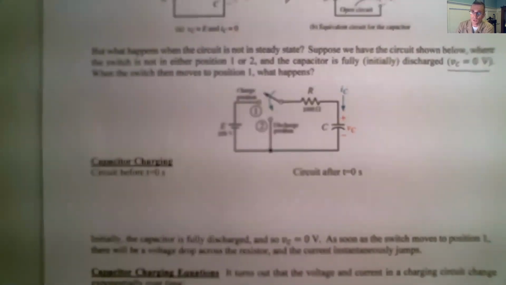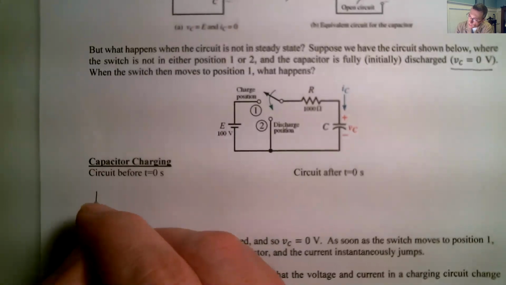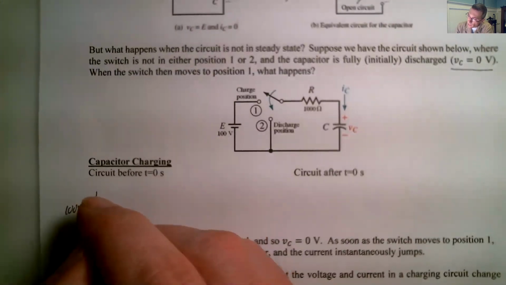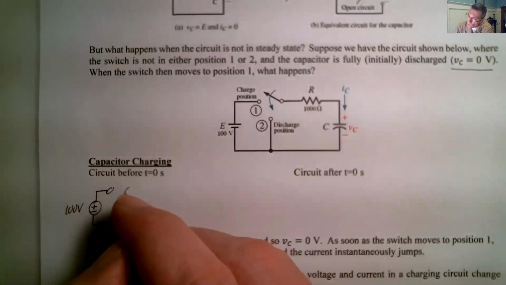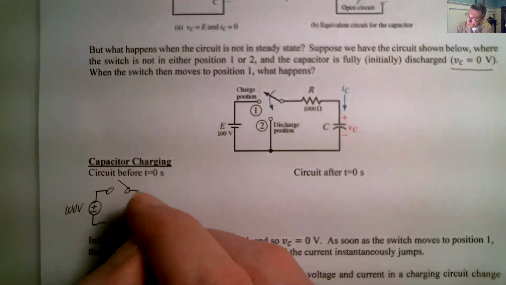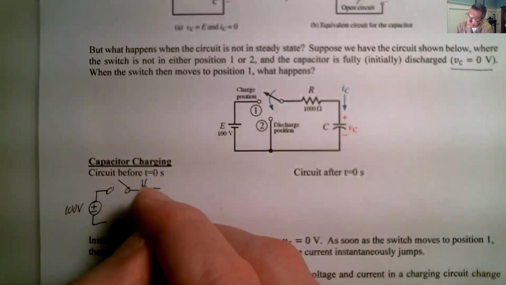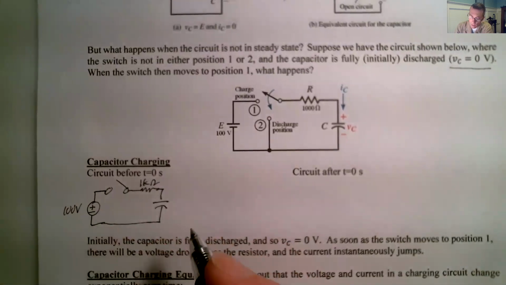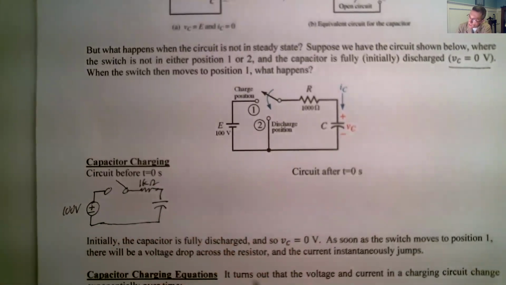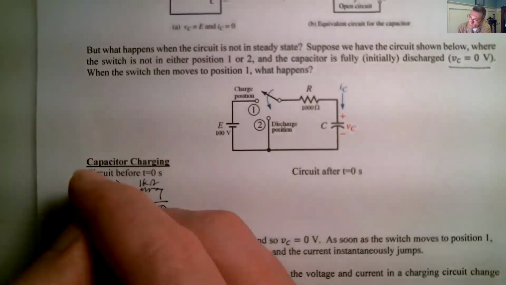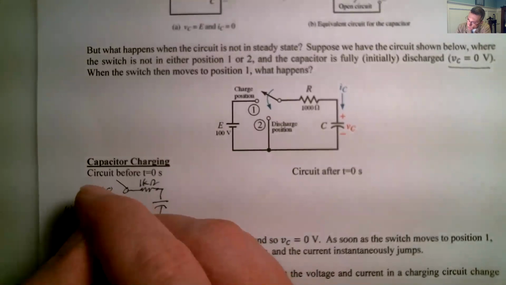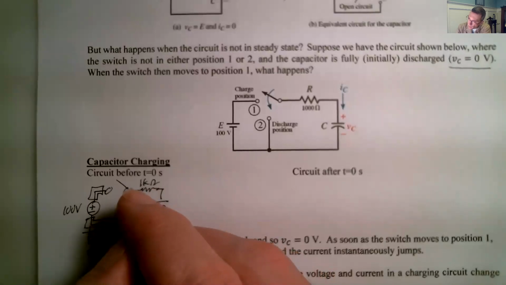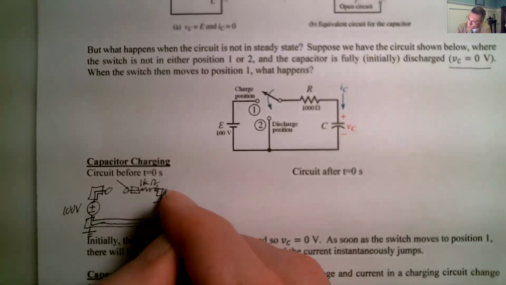All right, so before it's in position 1, we've got a voltage source of 100 volts, right? And that is going to a switch that is not connected. And we've got 1 k ohm and a capacitor. So when it's like that, we're going to stick down here a little ground for ourselves, and we're going to say, all right, where are the nodes? So these are our nodes, okay? So all of those are nodes.